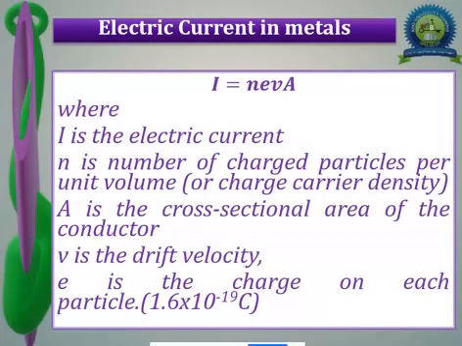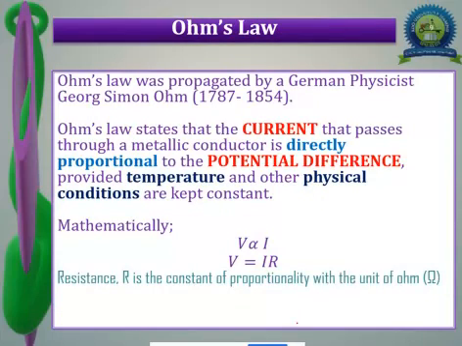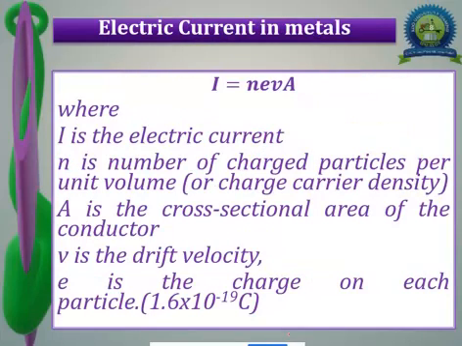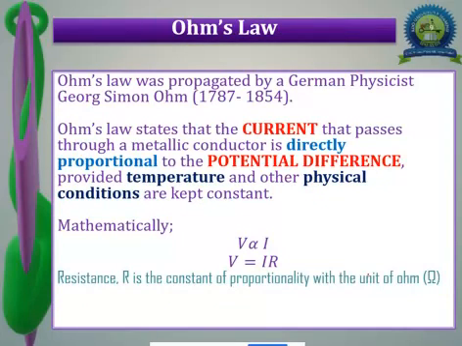Then V is the drift velocity, and E is the electronic charge, which is 1.6 times 10 raised to the power minus 19 coulomb, and it is a constant. Okay? So that is the basic definition of electric current in a metal. We will still see more of it as we go on.